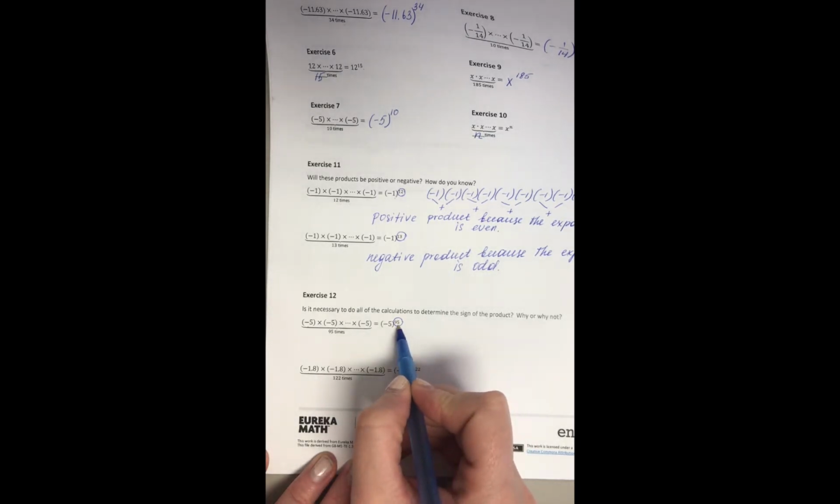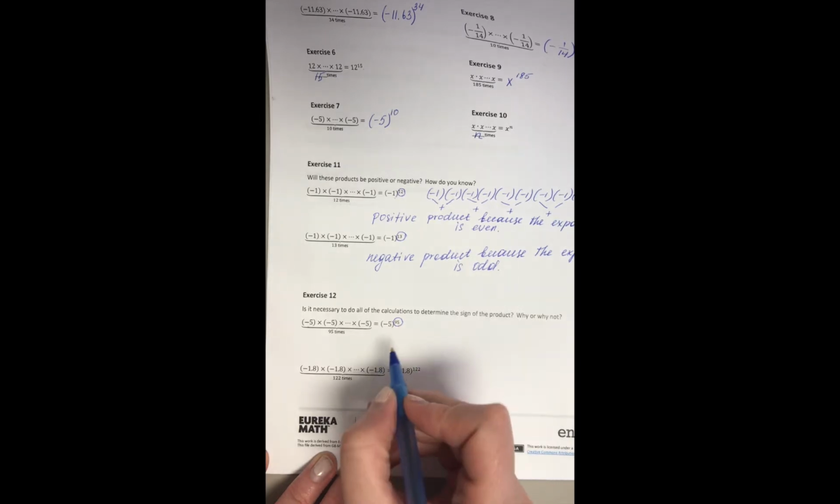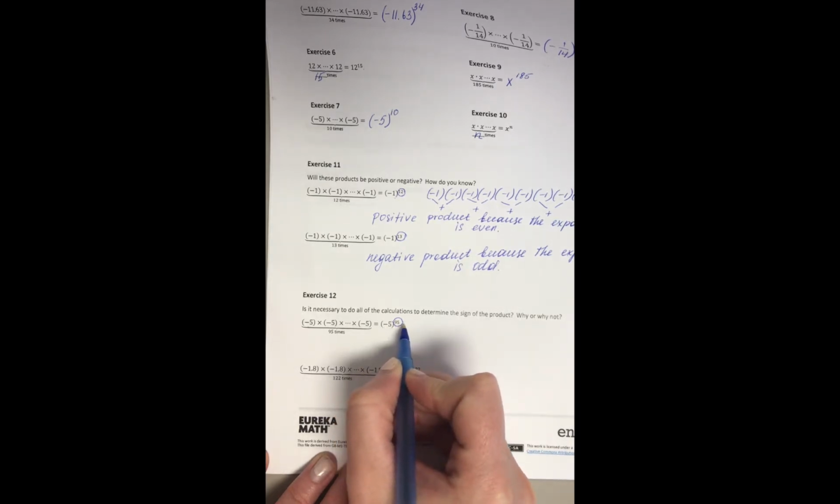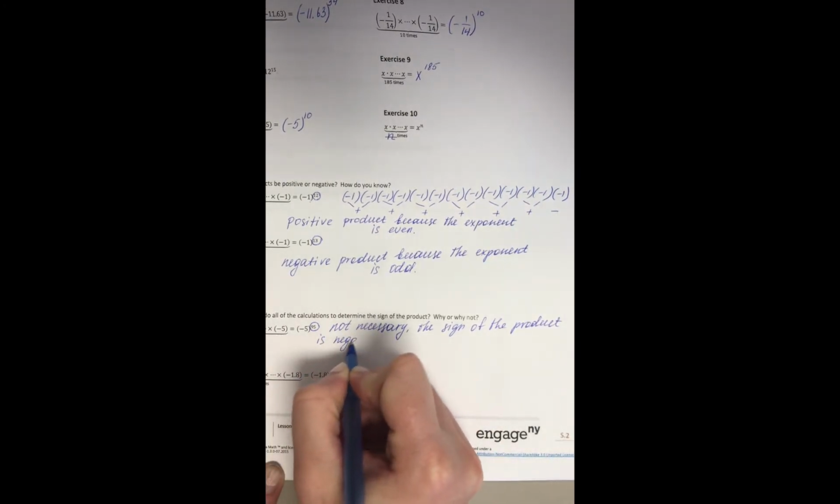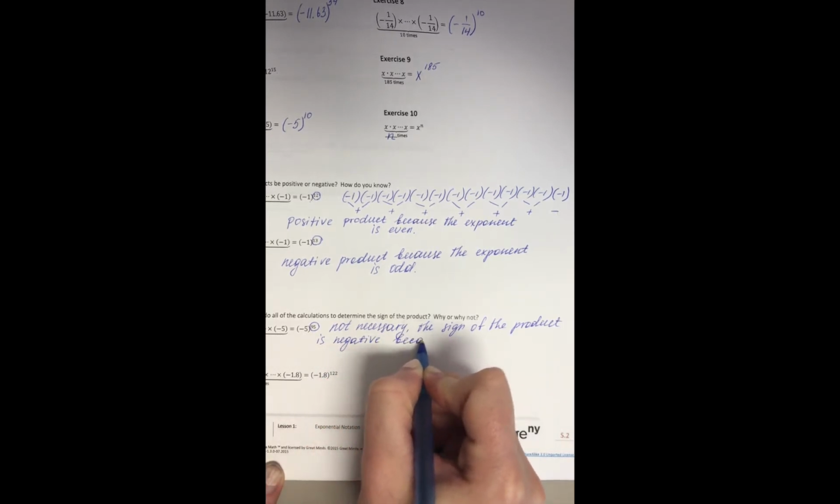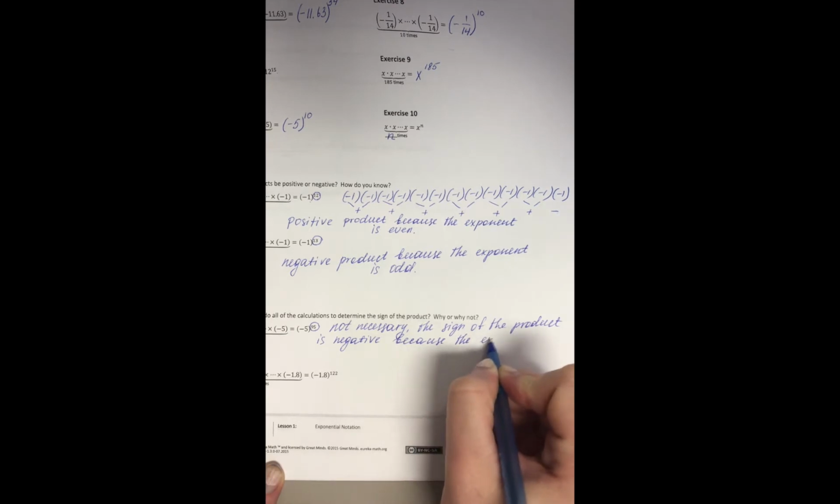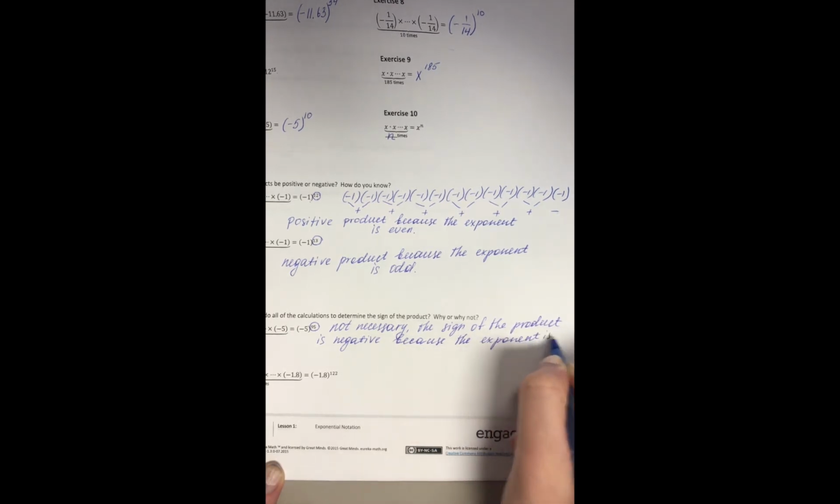My exponent is odd or even. It's 95. It cannot be divisible by 2 without a remainder. So I know it's odd. So that makes the product of -5 to the 95th power negative. So we are writing no, it's not necessary. The sign of the product is negative because the exponent is odd.